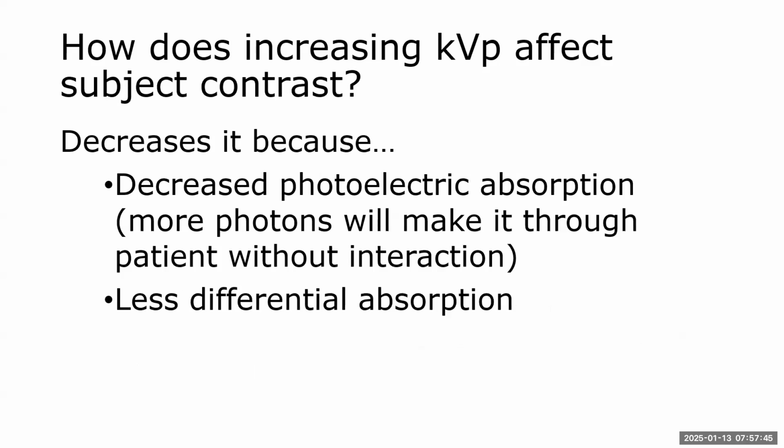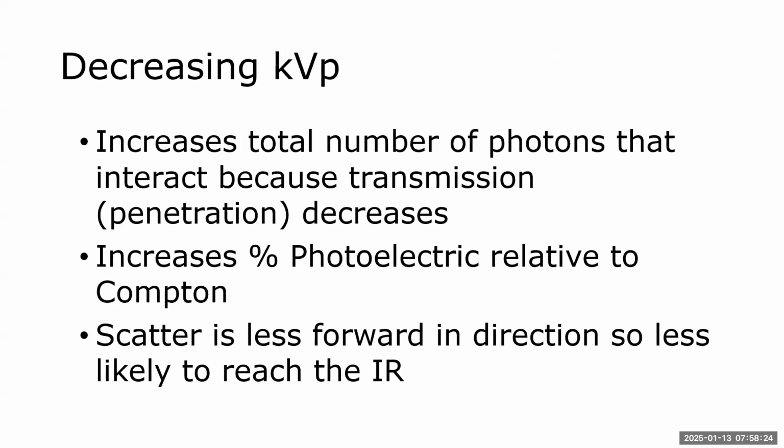So, how does increasing kVp affect subject contrast? Well, it decreases it. We know that because decreased photoelectric absorption, more photons are going to make it through the patient without interaction, and there's less differential absorption, meaning the part is going to become more uniformly penetrated, right? When we increase kVp, subject contrast is going to go down because the part's going to become more uniformly penetrated. In other words, the brightness levels, the shades of gray are going to get closer and closer and closer together. Okay? So again, all this should be reviewed. Hopefully it's coming back.